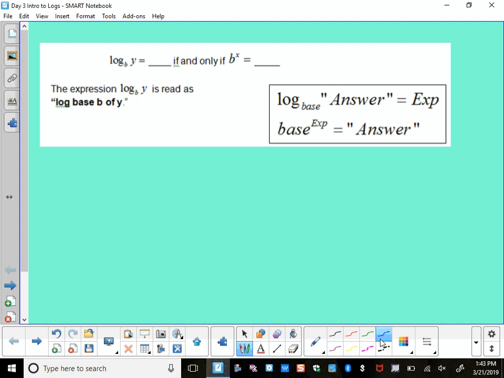Alright, so log base b of y equals x if and only if b to the x equals y. That will make plenty of sense in a second. Okay, so the way we say this is log base b of y.